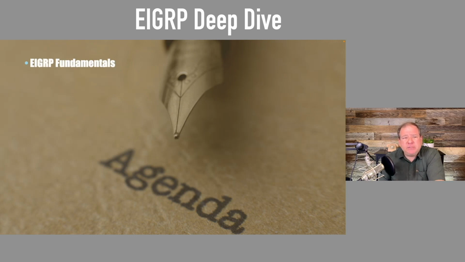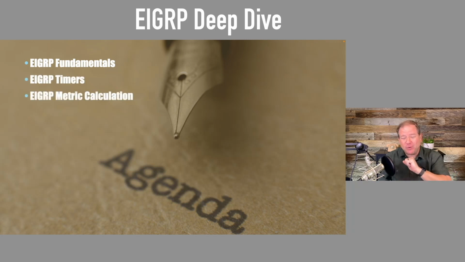We're going to begin by just discussing the fundamentals. What makes EIGRP different than something like OSPF? We'll talk about the timers. Those are very different from OSPF as well. We'll talk about how metrics are calculated. And if you've never seen the EIGRP metric calculation formula, brace yourself. It is a doozy, but we'll simplify it for you.